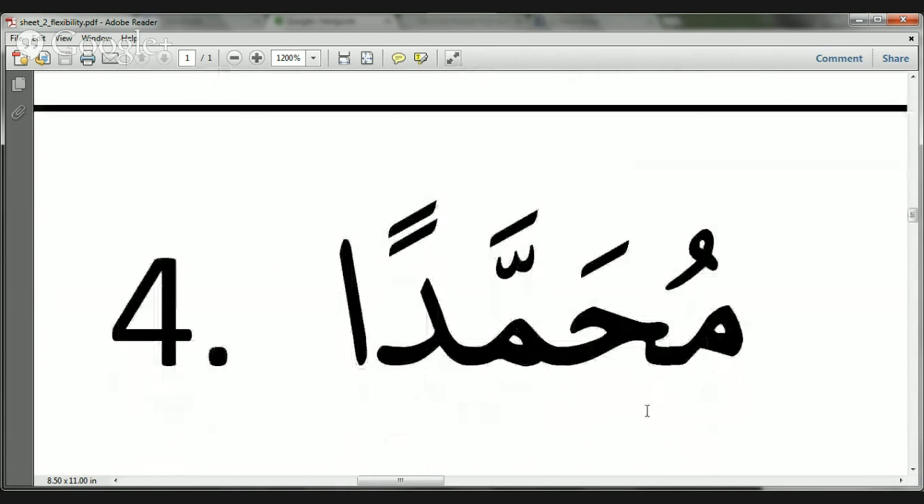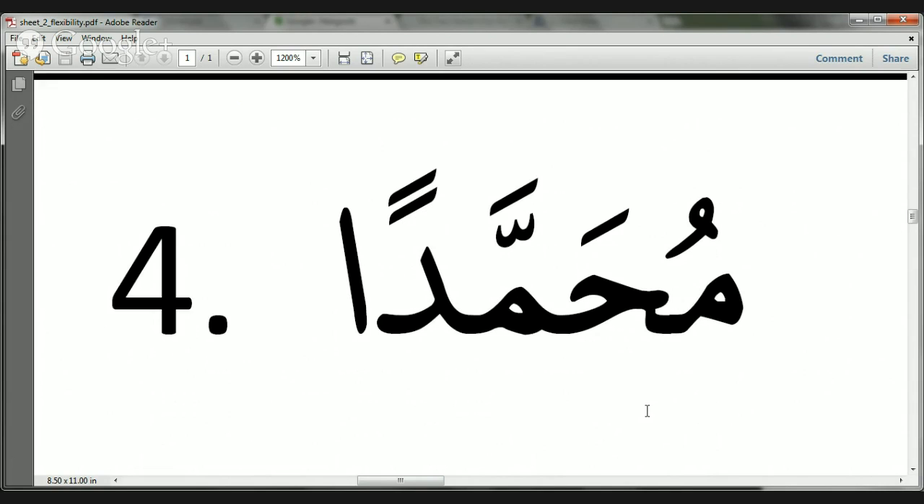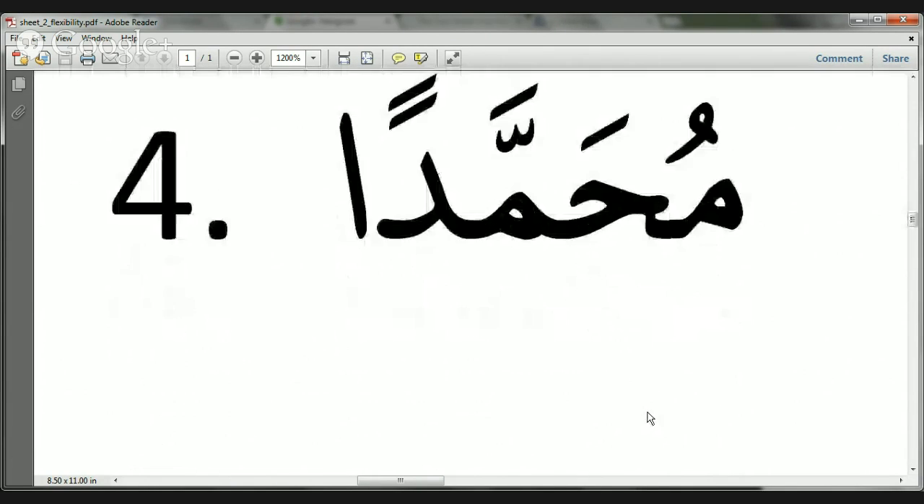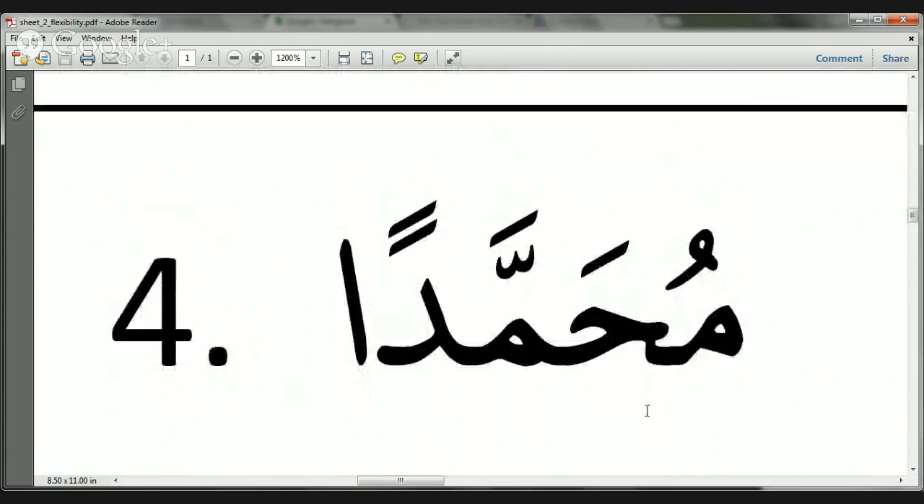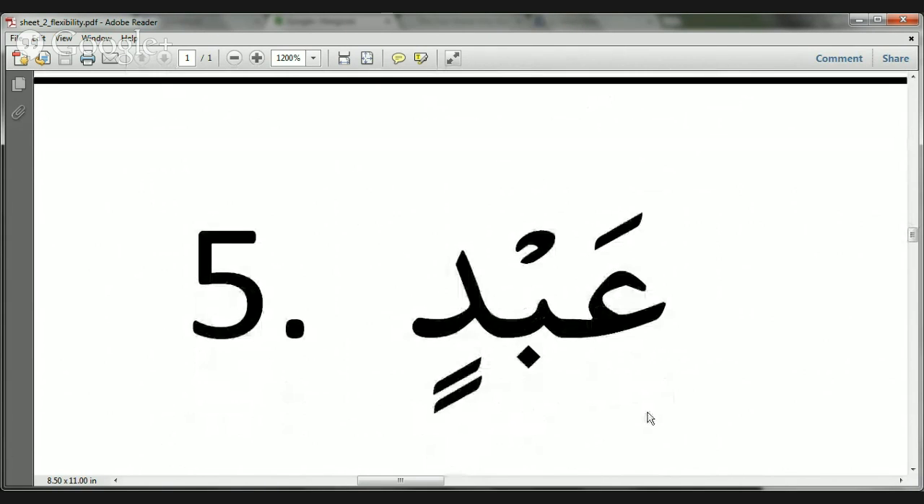Number 4, Muhammadan. Fully flexible. Why? Arab name. Arab prophet. I'll take Arab name. Well, you don't have to say sallallahu because we don't know which Muhammad they're talking about. It's just a name. We don't know which one we're talking about. Yeah. Abdin. Why? But there's an ayn at the beginning.